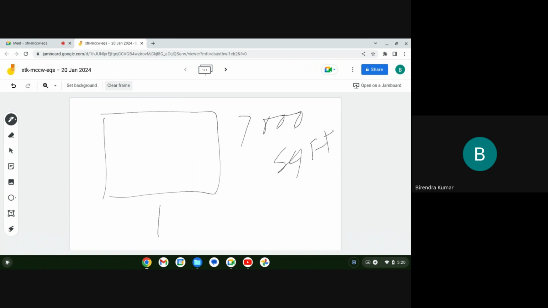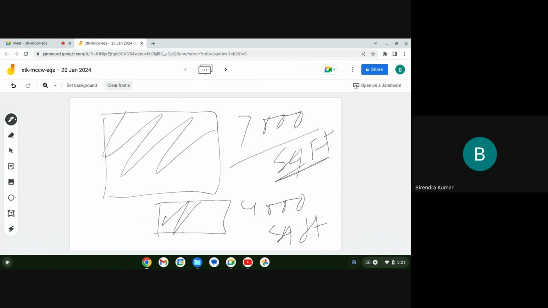If there's another lot size which says 4,000 square feet, you can make out that this is a bigger land, this has a bigger area, this has a lesser area. Because this is 4,000 square feet, this is 7,000 square feet.